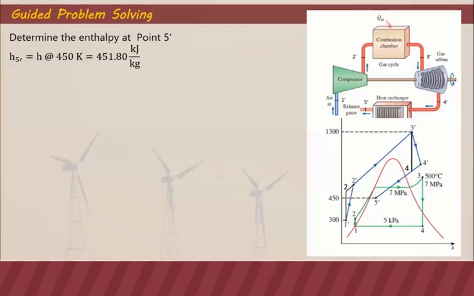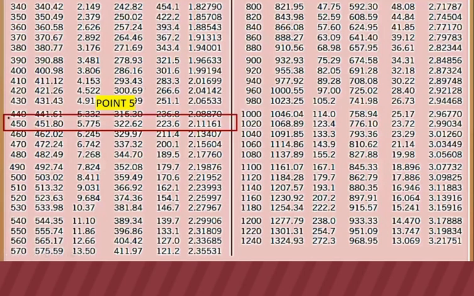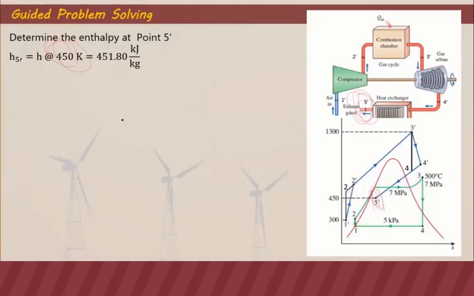For the enthalpy at 5 prime, it is given based on the problem: it leaves the heat exchanger. The exhaust gas exchanges heat here, and it leaves the heat exchanger at point 5 prime at 450 Kelvin. So we also use the table to get the enthalpy at 5 prime, and that is 451.8 kilojoules per kilogram. So this is how we use the table to get the enthalpy at 450 Kelvin, that's 451.8 kilojoules per kilogram.